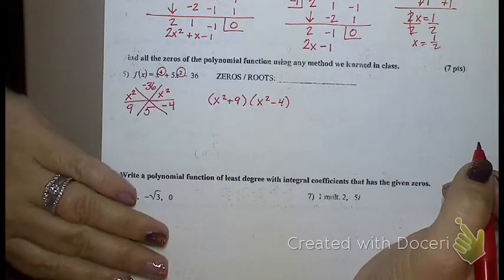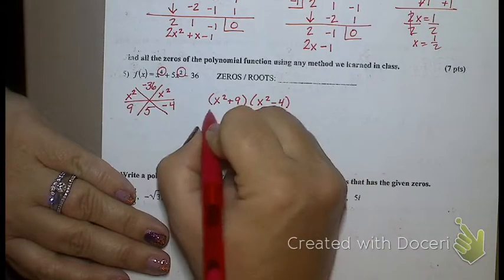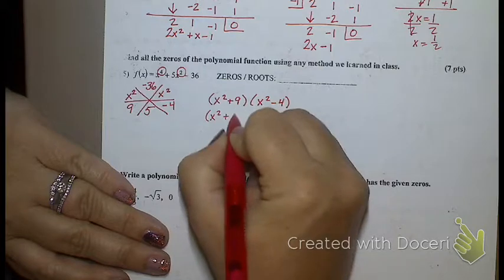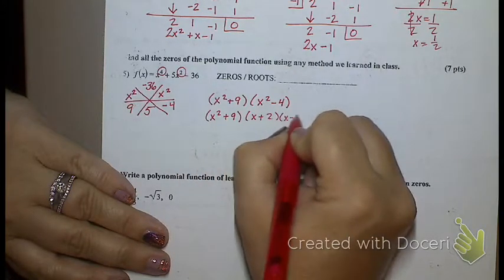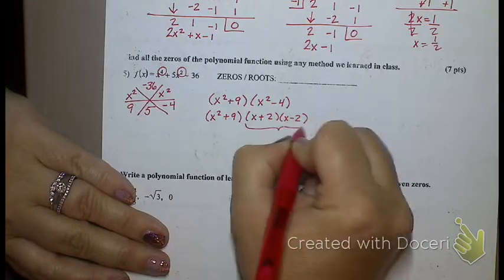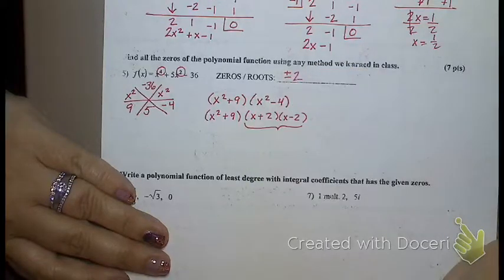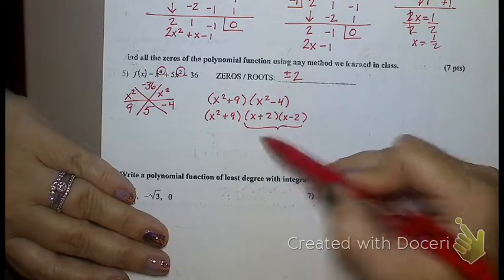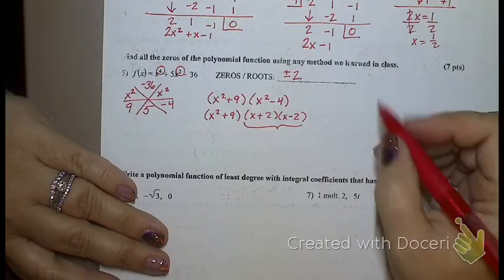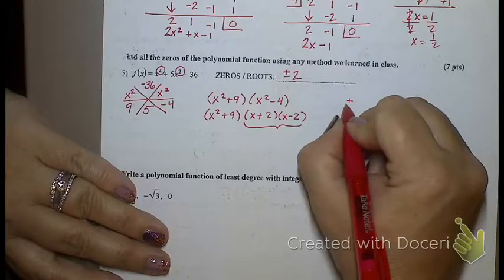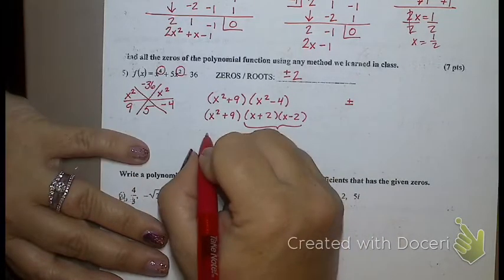Now, if I asked you to factor this one completely, is that factored completely? No. Factored completely would be x squared plus 9 and then x plus 2, x minus 2, right? What two answers do I get from here? Positive and negative 2, right? This one gives me negative 2, that one gives me positive 2. Keep in mind when you're typing this on the computer, there is a button that looks like that, so you can just put plus minus 2.